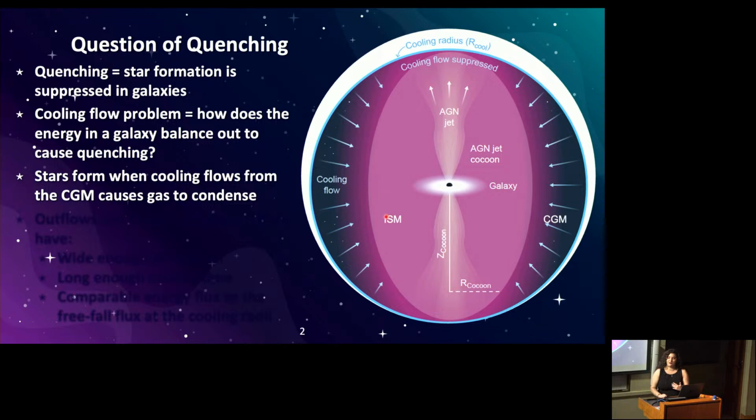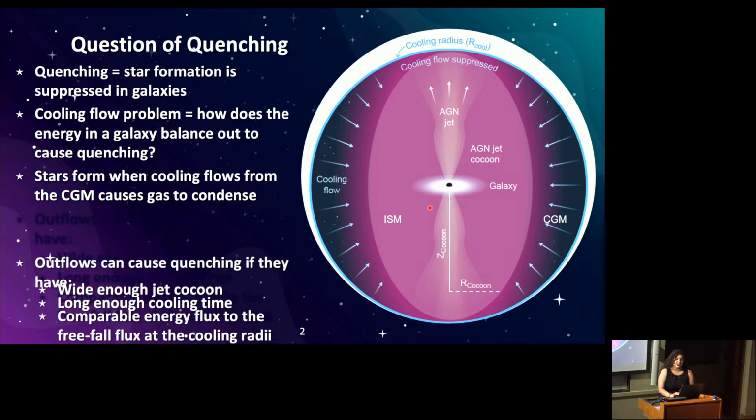The way that star formation is stopped or quenched means that the energy within the interstellar medium needs to be enough to counterbalance the cooling flows of the circumgalactic medium. One of the prevailing theories for how this is possible is the active galactic nuclei jets that you see protruding out of the galaxy here. That was what my project aimed to study.